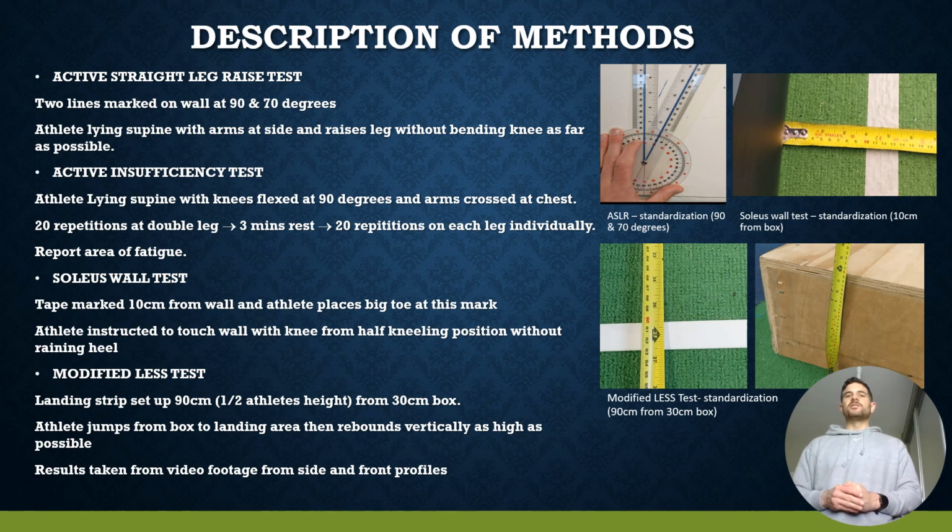These were the only instructions, nothing else was communicated about how they should be jumping or landing as per the test standards. The athlete got 2 trials before the test and then recordings were taken of 2 jumps from the side profile and 2 jumps from the front profile. Results were recorded using the LESS test score sheet after reviewing the video footage.